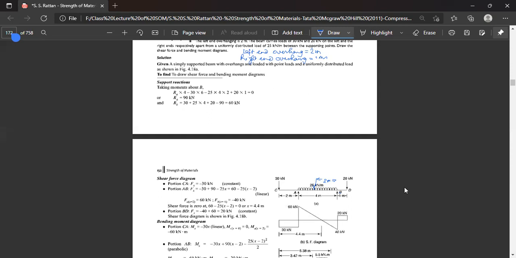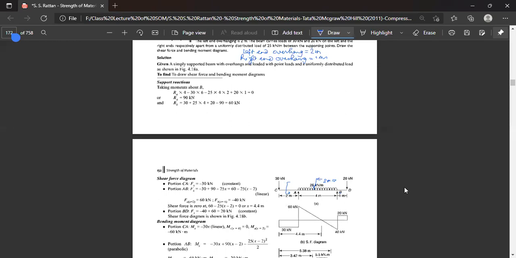Now the shear force diagram will be like this. Take a section here. Between C and A, there is only one force acting, which is 30 kilonewton pointed downwards, at a distance x. So the shear force will be acting downwards, and it is taken as minus 30 kilonewton. So this is the shear force acting between C and A, which is constant.